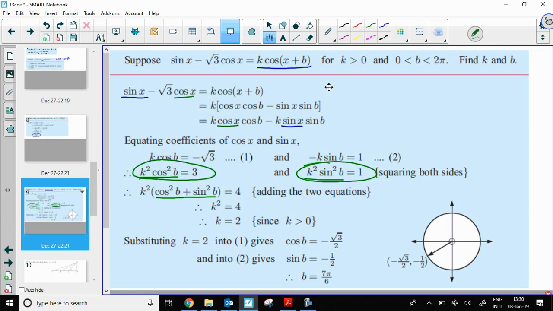Now I said I probably wouldn't have done this squaring of both sides. If it were me, I probably would have done something like solving for k. I think that would have worked out just fine. So we could say that k is equal to negative root 3 over cosine of b, but that has to be equal to, from this other side, negative 1 over sine of b. And then I would solve that right-hand side of the equation. I would rewrite this to get sine of b over cosine of b is equal to 1 over root 3. That's just tangent of b is equal to 1 over root 3.